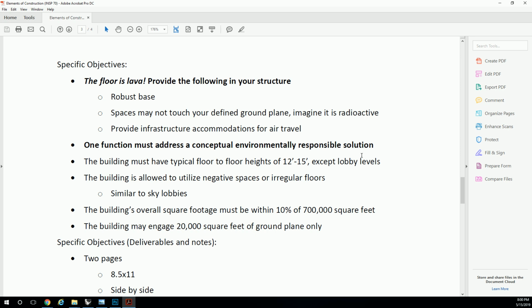And then make sure that you're providing infrastructure accommodations for air travel, because you can't touch the ground, so nobody's going to be driving a truck or a car up to your building. They're all going to be flying to your building. So how are they going to do that? They're going to have their little Jetsons vehicle.